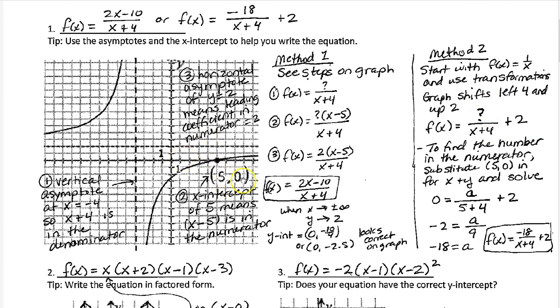I know a point on the graph, (5, 0), so to find the number in the numerator, I just substitute 5 and 0 in for x and y, and then solve it. And when I solve it, I find out that a is -18. So the equation f of x equals -18 over x plus 4, plus 2, is the same equation. It's equivalent to 2x minus 10 over x plus 4. If I multiplied 2 times x plus 4 over x plus 4, I would get 2x plus 8. When I add 2x plus 8 to the -18, I would get 2x minus 10, and then my denominator would be x plus 4. So they're just equivalent.